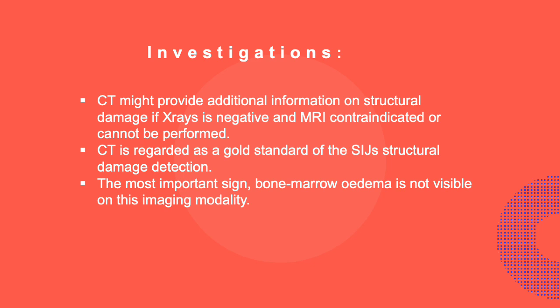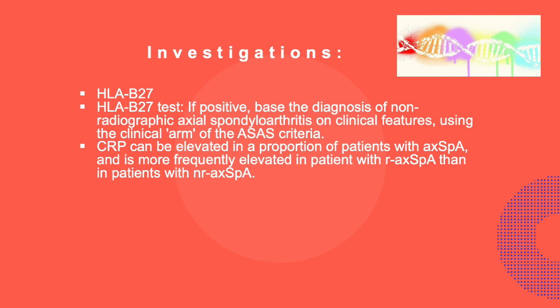A CT scan may be performed in cases when X-ray is negative and MRI is contraindicated. CT scan will provide additional information on structural damage, but the most important sign of bone marrow edema is not visible on this imaging modality. Blood tests include HLA-B27 antigen, CRP, and other blood tests to exclude other inflammatory arthritis.